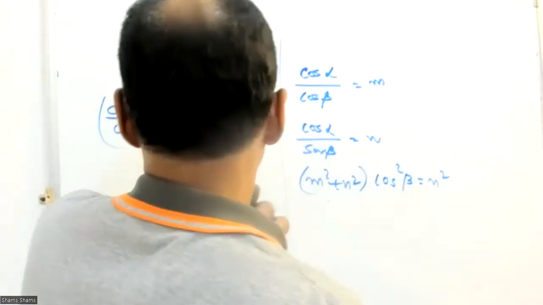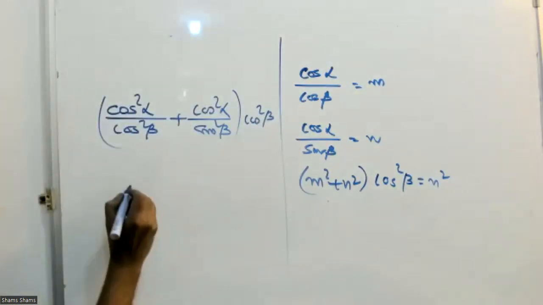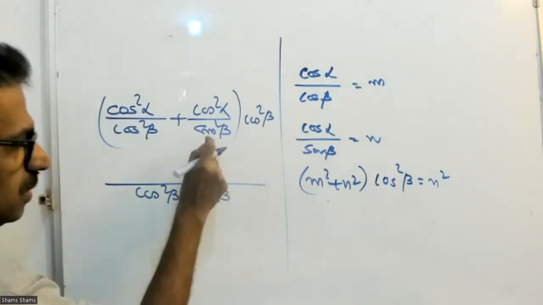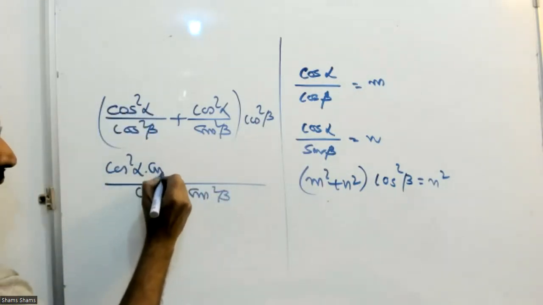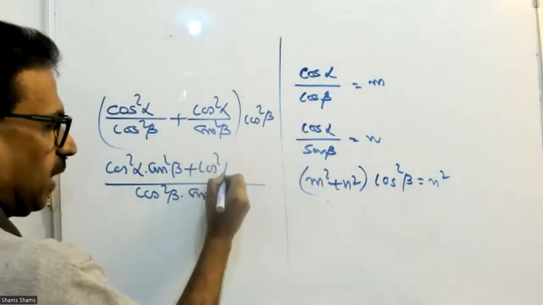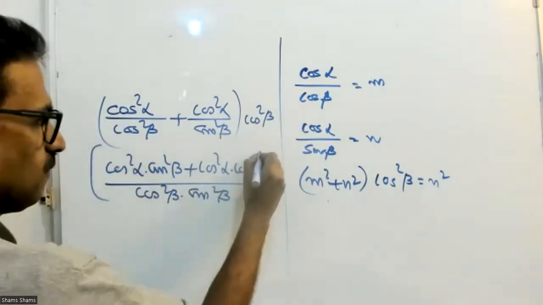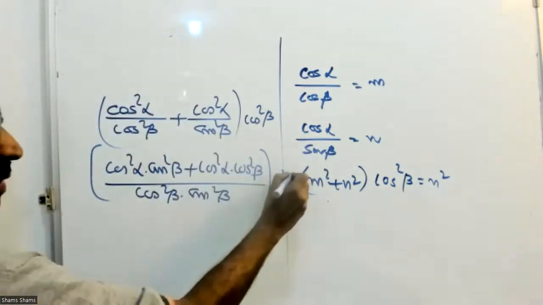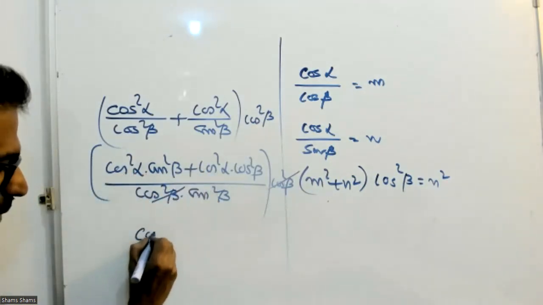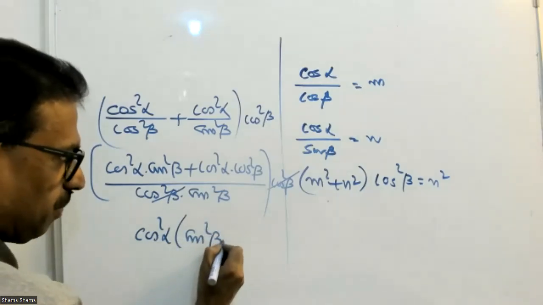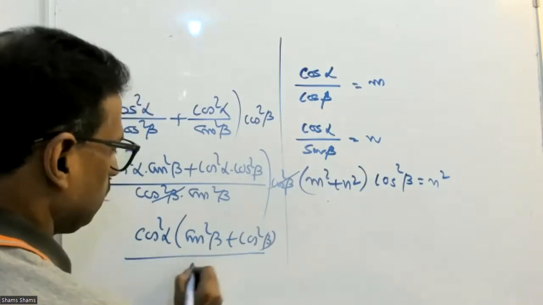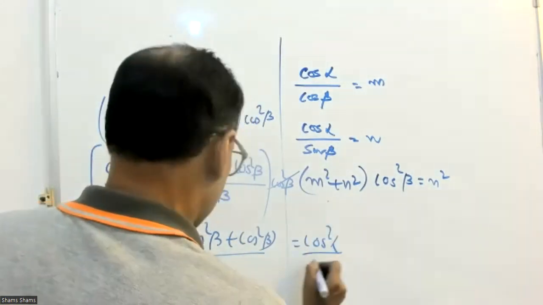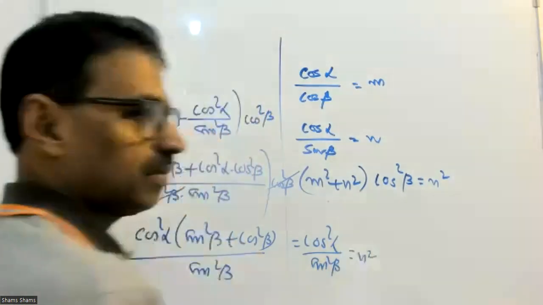Okay, now look at here. Taking the LCM, cos square beta into sine square beta is going down. Cos square alpha into sine square beta plus cos square alpha into cos square beta. This is going to here, this is cancelled here. Cos square alpha common, sin square beta plus cos square beta divided by sin square beta. This is 1. So that is cos square alpha divided by sin square beta. That is m square. Try now. Okay.